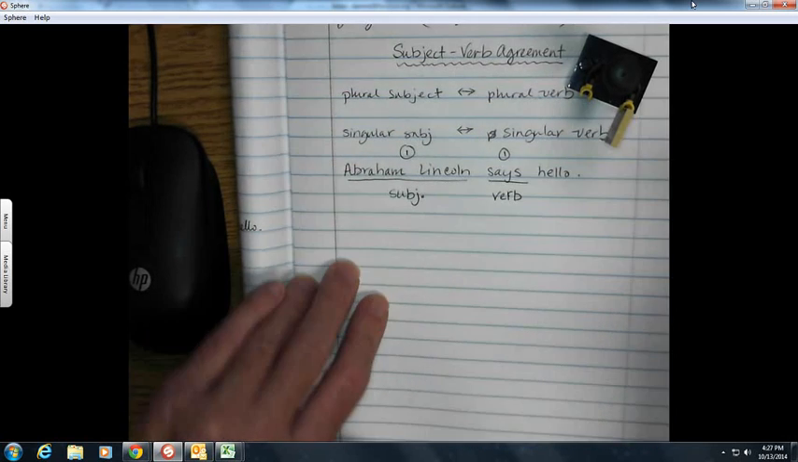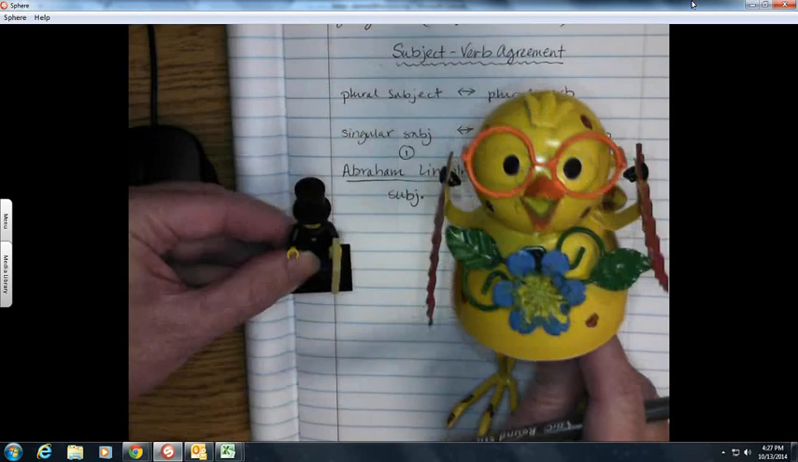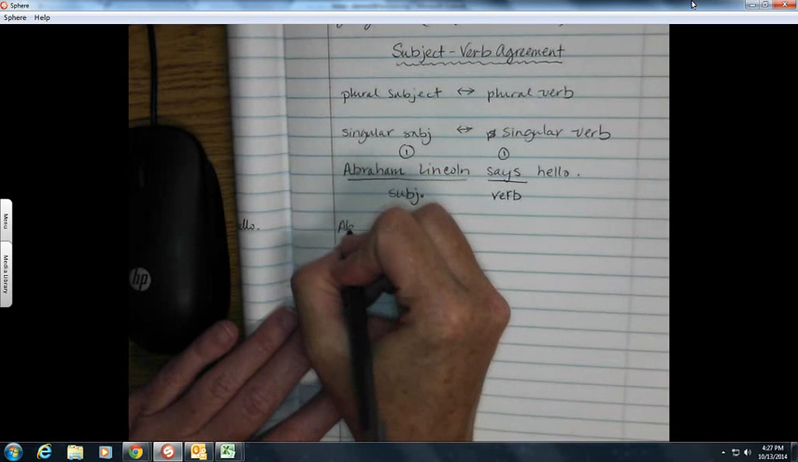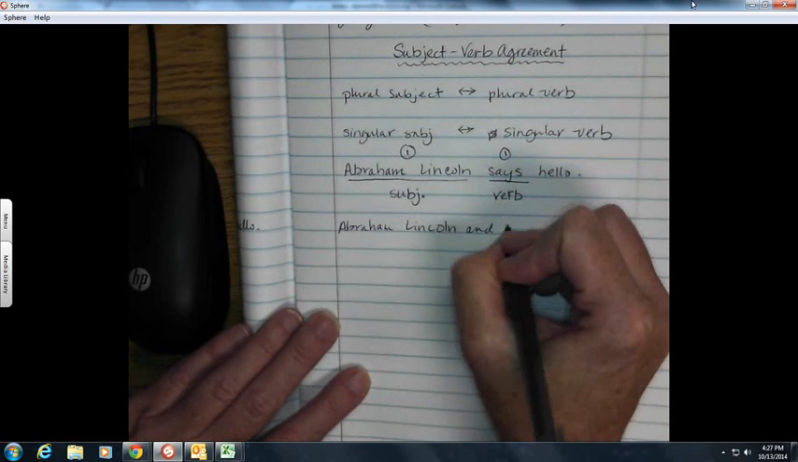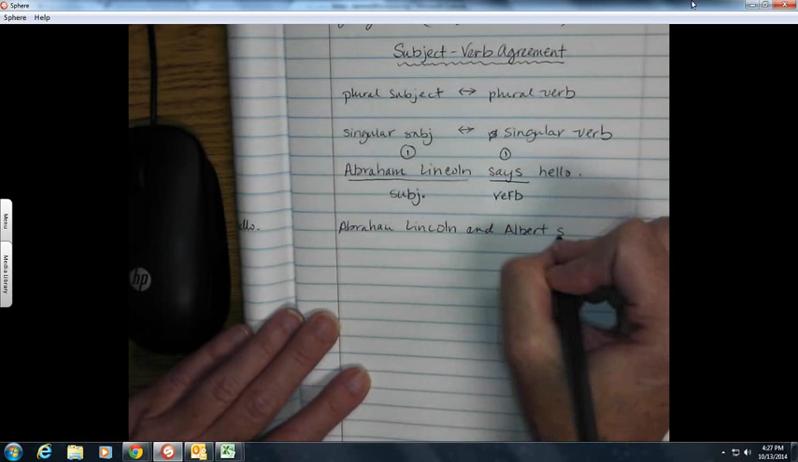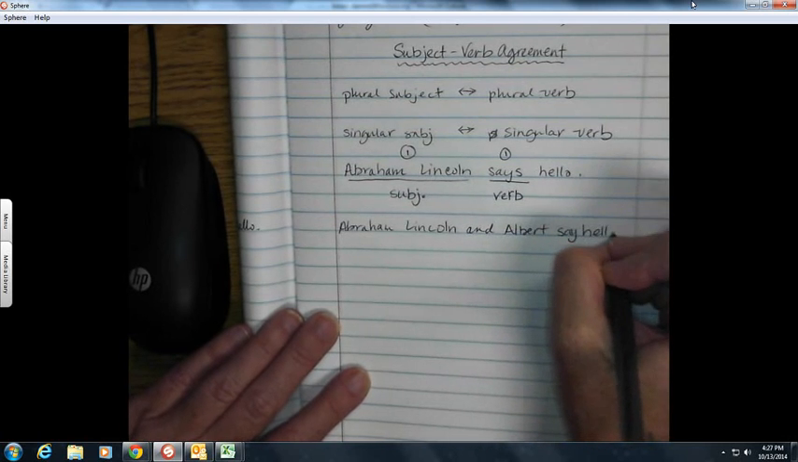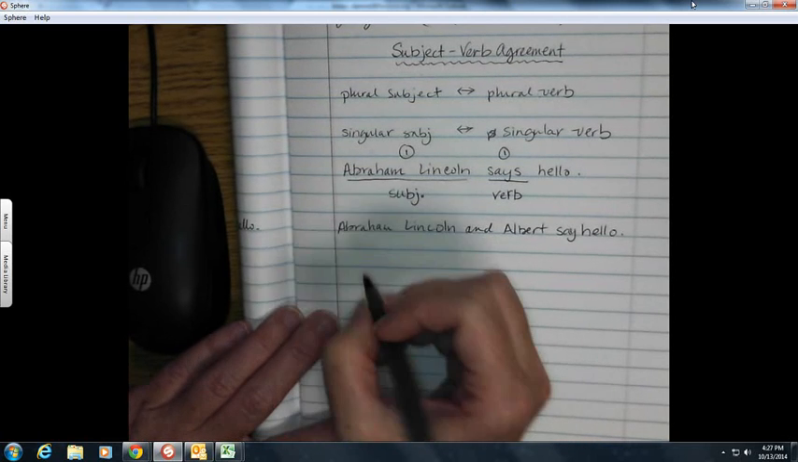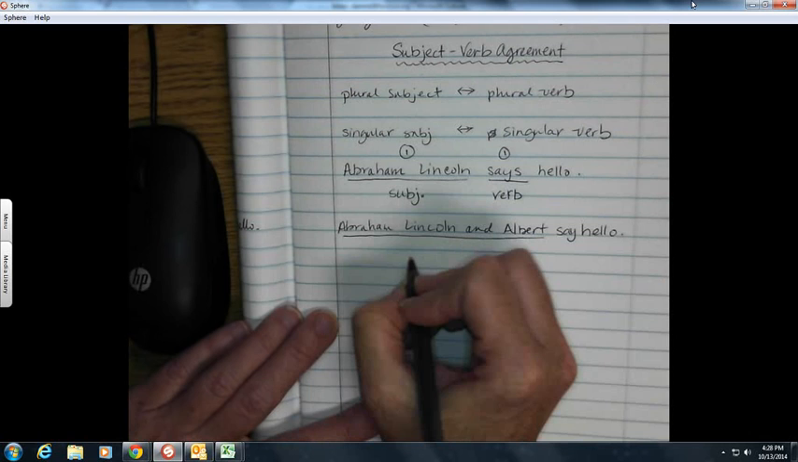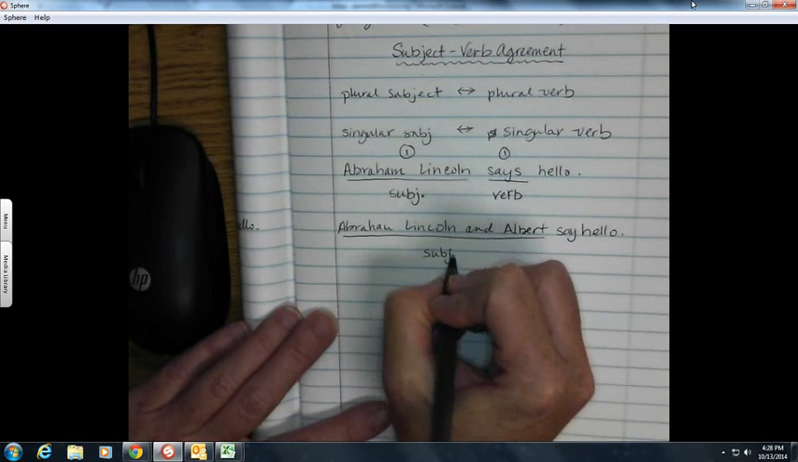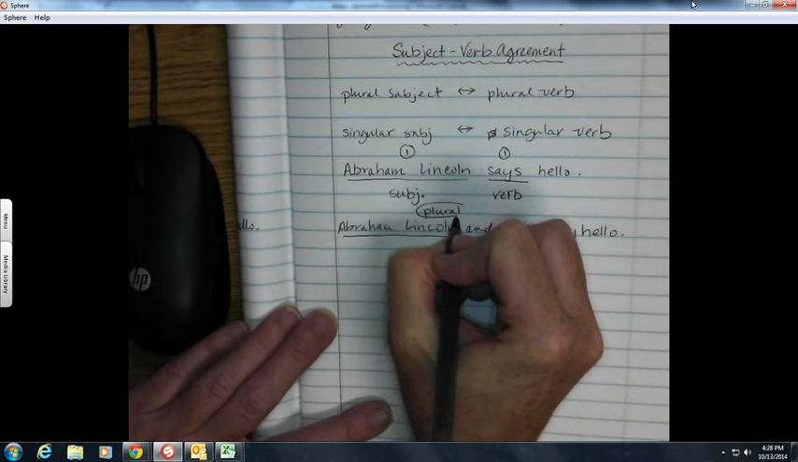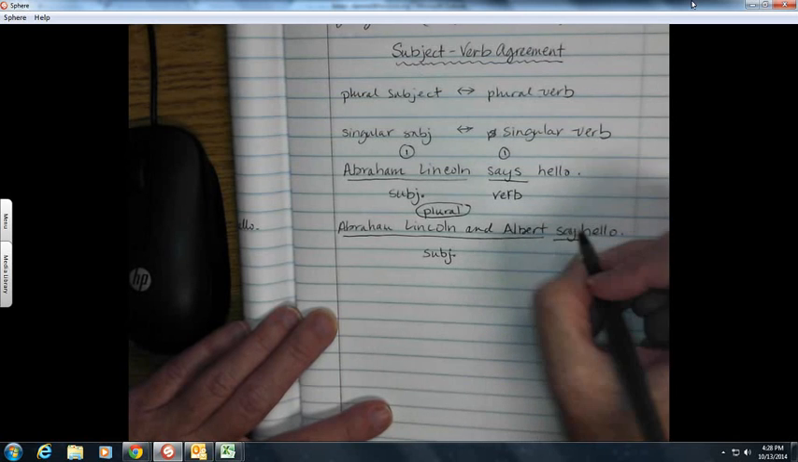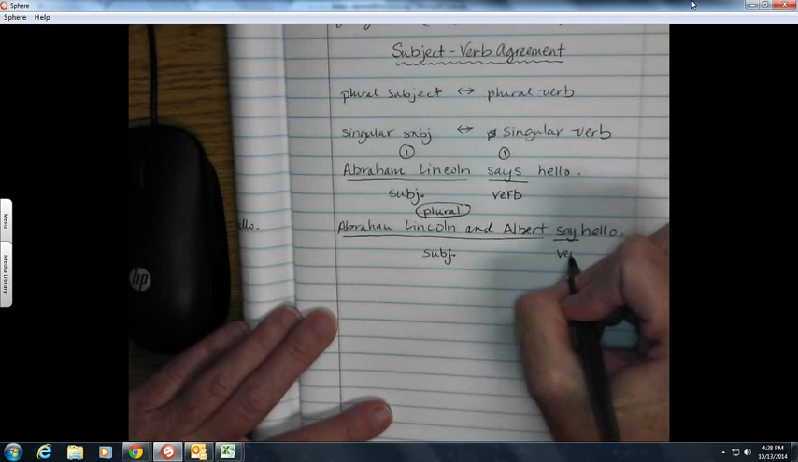Now, if we have two subjects, Albert and Abraham Lincoln, so we have Abraham Lincoln and Albert say hello. Abraham Lincoln and Albert say hello, where Abraham Lincoln and Albert is the subject. But that's more than one, so it is a plural subject which requires a plural verb. The verb is say, and say is the plural form.